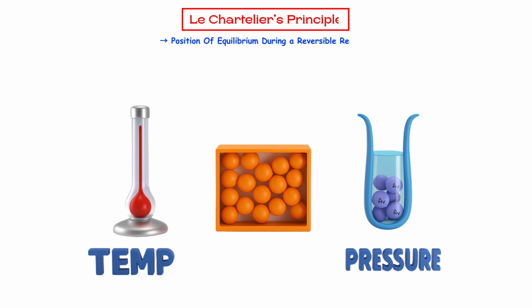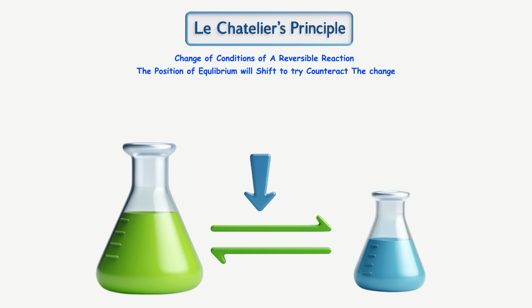In this video, we're going to explore Le Chatelier's principle, which helps us understand how the position of equilibrium is affected during a reversible chemical reaction. Specifically, we will look at how changes in temperature, pressure, and concentration influence this equilibrium.